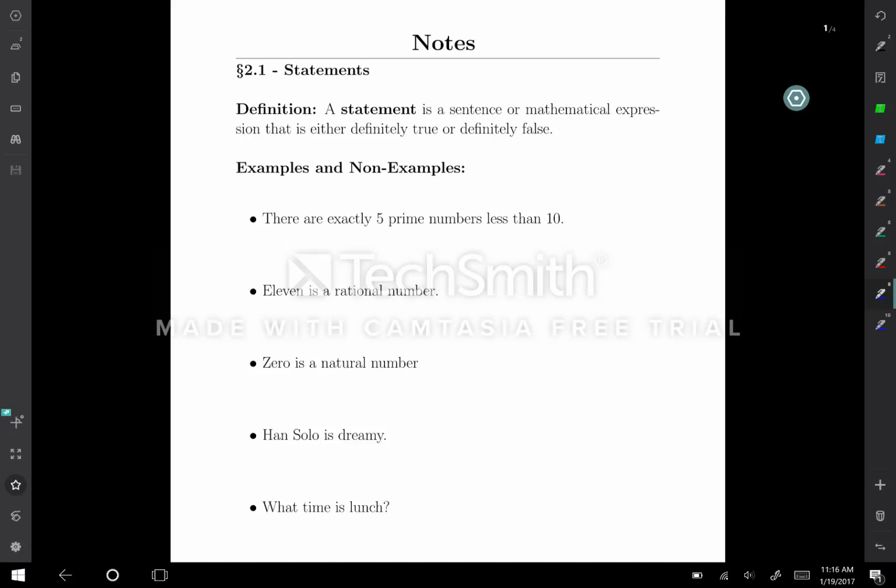Welcome! In this mini-lecture, we'll cover the key ideas in sections 2.1 and 2.2. We begin with the definition of a statement. A statement is a sentence or mathematical expression that is either definitely true or definitely false.